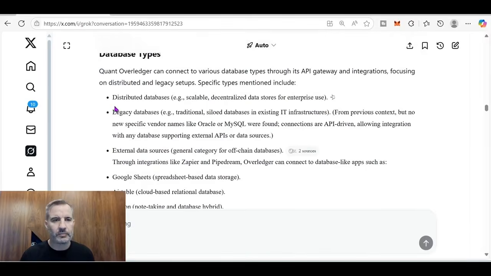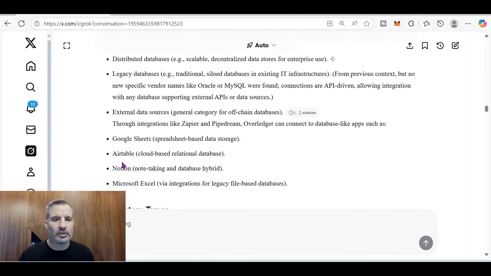Quant can connect database types: distributed databases, such as scalable decentralized data stores for enterprise use, and legacy databases, traditional siloed databases in existing IT infrastructure, like Oracle, MySQL, and so on. Quant will connect external data sources, a general category for off-chain databases, through integrations like Zapier and Pipedream. Zapier alone has 5,000 applications, so every application you have on your computer can connect into Quant. Facebook, anything you can think of. Any application, my friend. All of your Microsoft suite, everything.